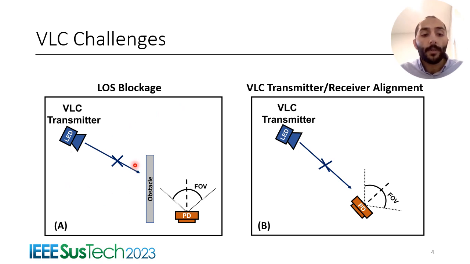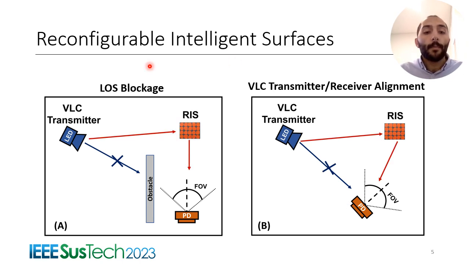Due to the physical properties of light, the signal cannot penetrate through obstacles. In order for the system to operate properly, we need a clear line of sight between the VLC transmitter and the VLC receiver. Another challenge is the alignment between the transmitter and receiver. Due to the limited field of view of the VLC receivers, we need the transmitter and receiver to be aligned to each other in order for the VLC receivers to receive the optical signal.